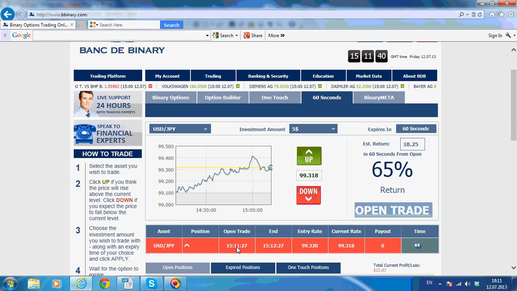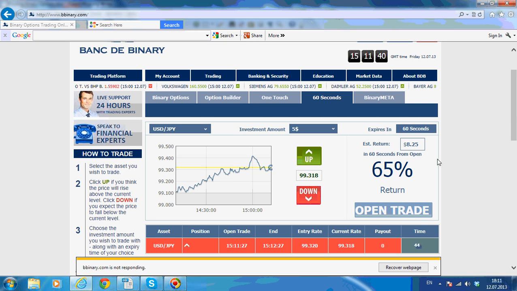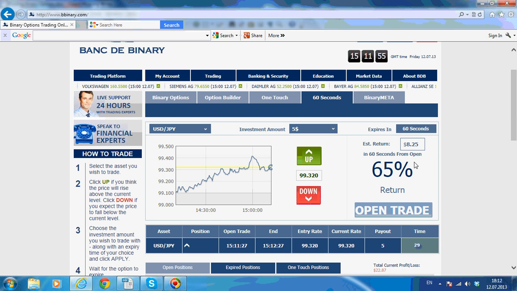This is the entry rate. The open trade was executed here, and now the rate is 99.318. If we are going to have a value higher than 99.32, then that is going to be in the money, and we will receive the amount there. As you can see, the rate is now 99.32. 20 seconds to go before the expiration time, and now it is out of the money.